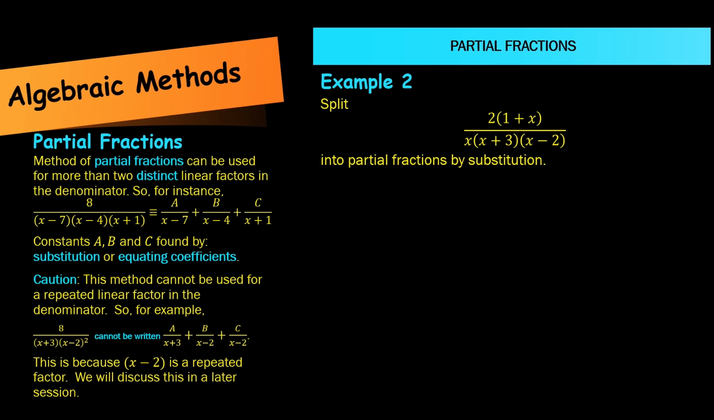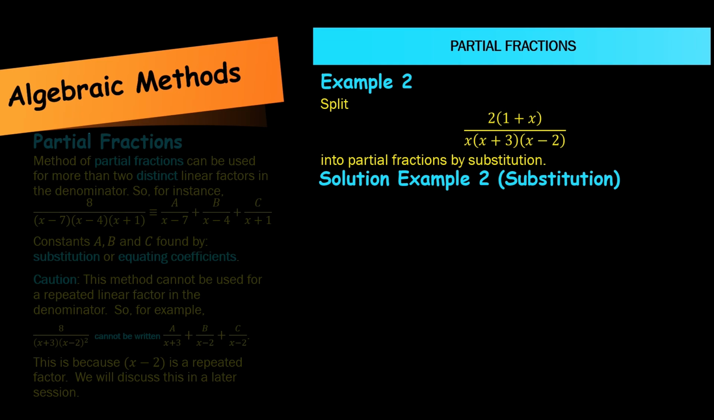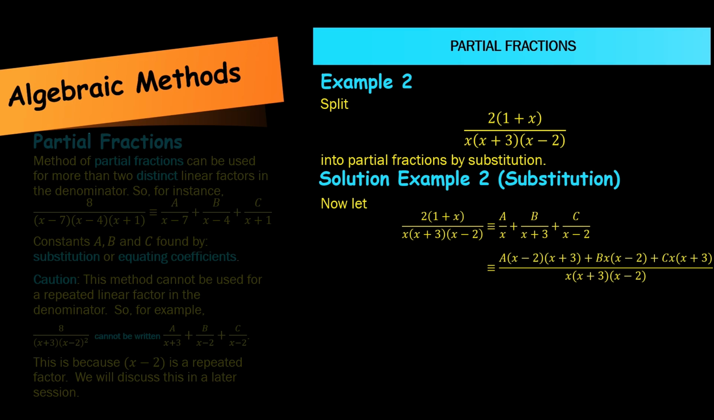Let's now take a look at an example. Split the expression shown on your screen into partial fractions by substitution. Pause the video and have a go. Press play when you're ready to view the solutions. So let's solve this. We can express this fraction as a over x plus b over x plus 3 plus c over x minus 2. And then express these 3 fractions as a single fraction as shown.